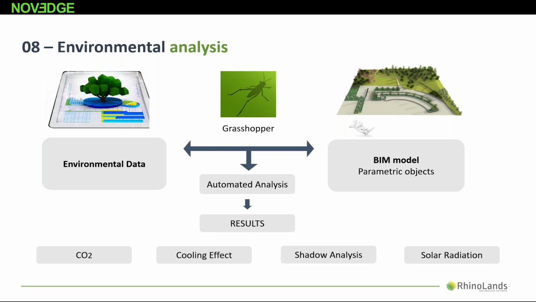Another use of Grasshopper is in environmental analysis. We link environmental data through Grasshopper to our model, and we do different types of analysis. As the results, we have published these workflows. We can calculate the CO2, how much carbon will get sequestrated by plants, the cooling effect of plants on the floor, the shadow analysis, and the solar radiation, how much solar radiation will get absorbed by plants.